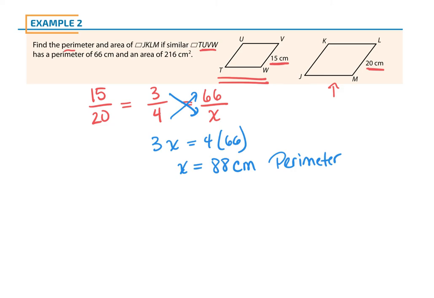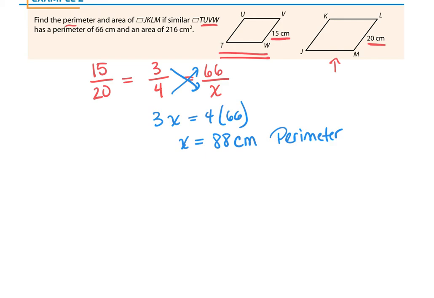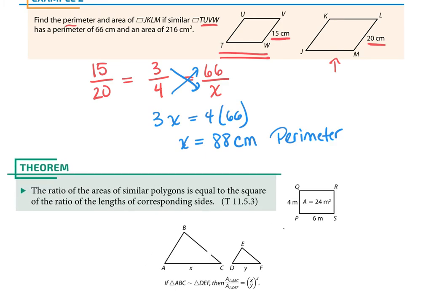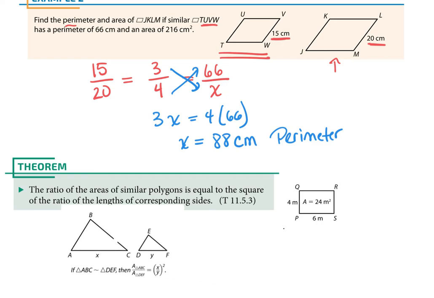All right, same ratio for perimeter. Now I want to look at area. Area is slightly different, so that's why I wanted to separate it out. Perimeter is exactly the same. Area is not the same. So let's look at this. The ratio of the areas of similar figures is equal to the square of the ratio. All right, so it's going to be in a different ratio. You're actually going to square it.